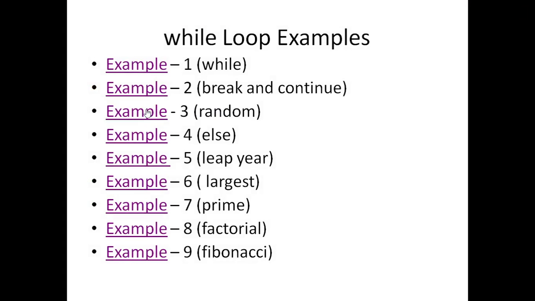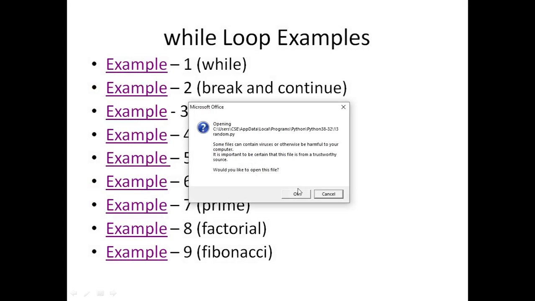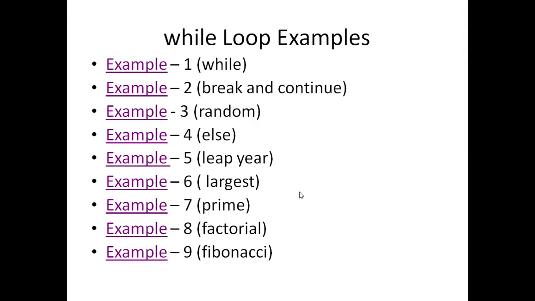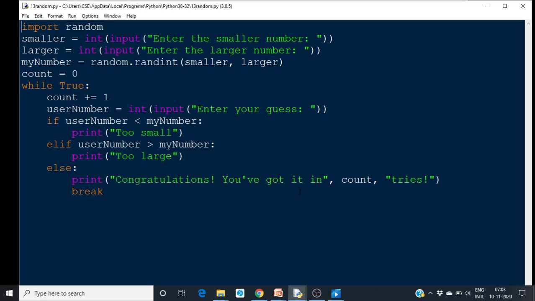Now we will see another example, random. So this is a program where we have to predict a number. What this program does is the computer will randomly guess a number between some range. We can give some range, 1 to 100, and the computer will randomly generate a number. Maybe some 25 or 27 will be generated. We don't know that number, and the computer asks us to predict that number.